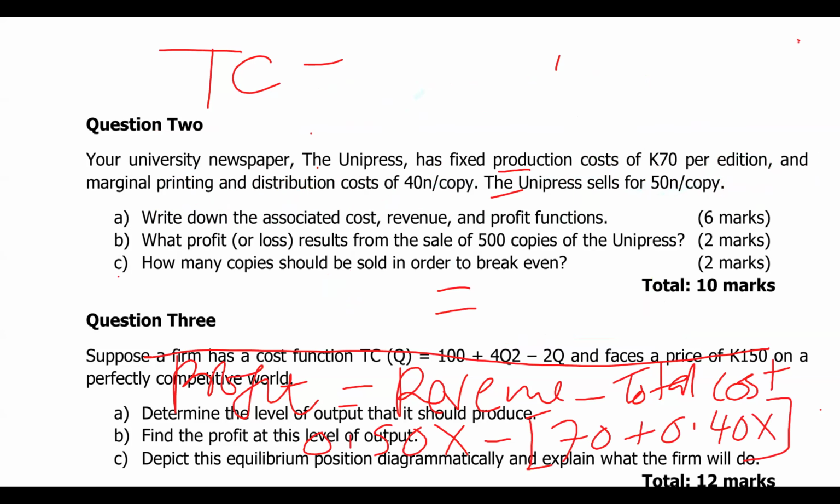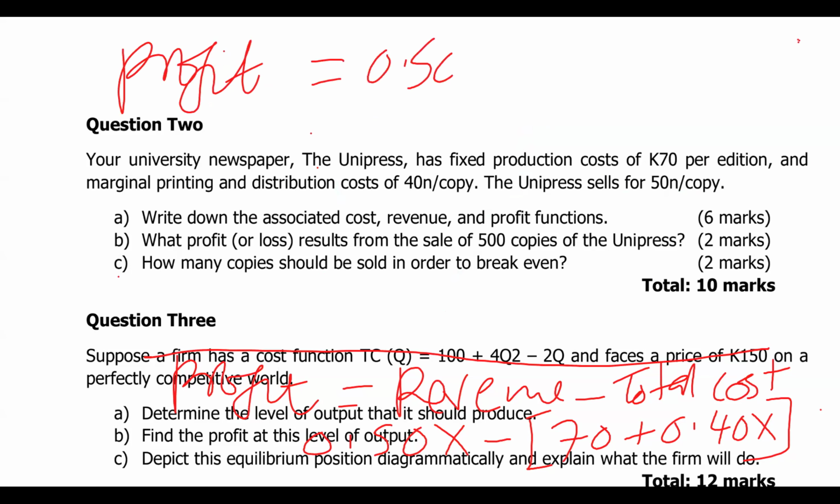Let us simplify. Let us start simplifying. So the profit function shall equal 0.50x minus 7 minus 0.4x, right?